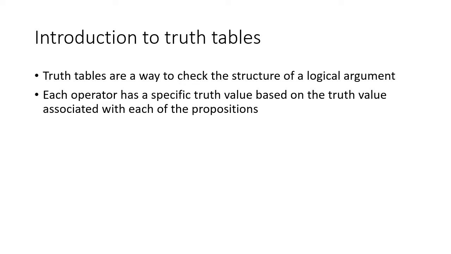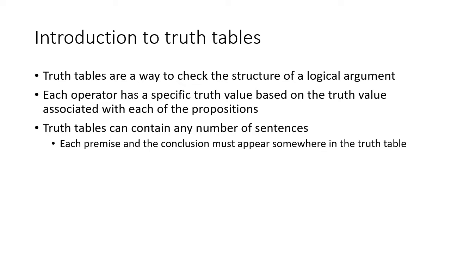So each operator has a specific truth value based on the truth value associated with each of the propositions. Each operator has a left and a right side with the exception of the tilde. And depending upon whether the left side is true and the right side is true, or one's false and the other one's true, or vice versa, will change what that sentence's truth value is. So we want to go through each of the different options for each individual operator, and then we'll build up to more composite sentences from there.